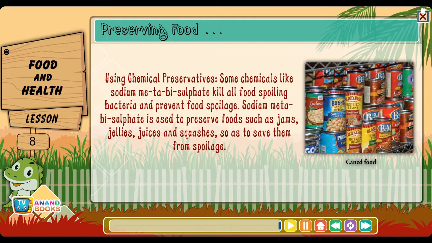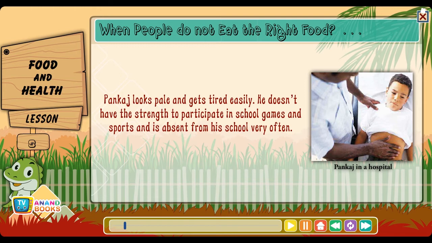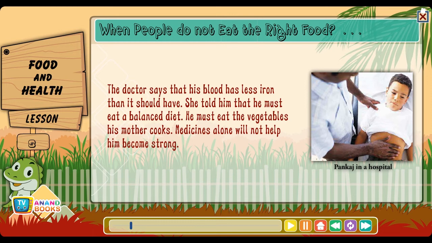When people do not eat the right food, Pankaj's mother is not happy with the eating habits of Pankaj. She is very unhappy. Pankaj is ill very often and is not growing well. Pankaj looks pale and gets tired easily. He doesn't have the strength to participate in school games and sports and is absent from his school very often. The doctor says that his blood has less iron than it should have.